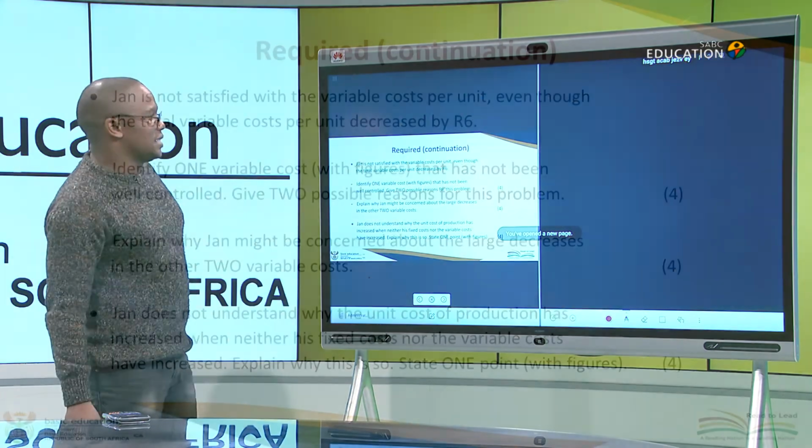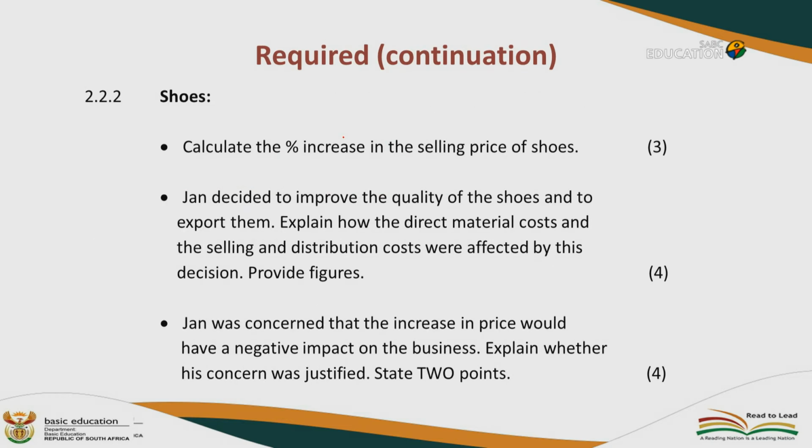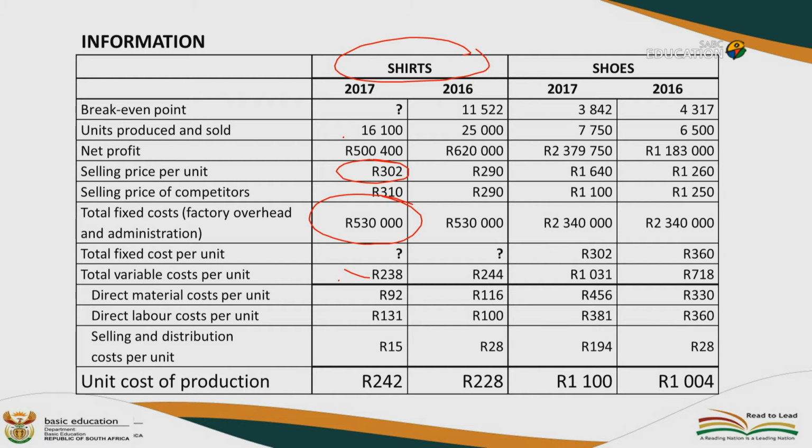Okay. Question number 2 is as follows. They say Jan is not satisfied with the variable cost per unit, even though the total variable cost per unit decreased by 6 rand. They say identify one variable cost, this is very important, with figures, that has not been well controlled. Remember, variable costs must never increase, they should rather decrease. They say give 2 possible reasons. Let's go to our information and check our variable cost. Here's our variable cost.